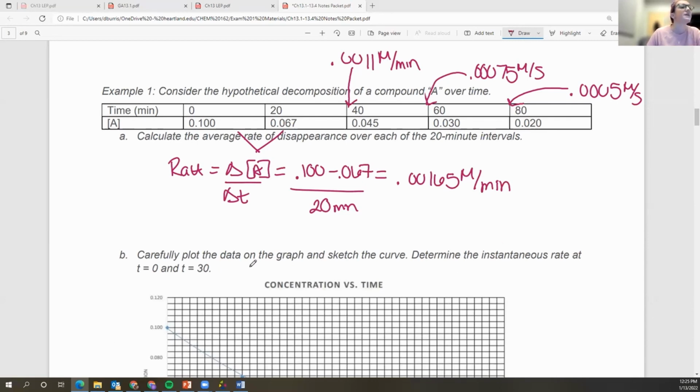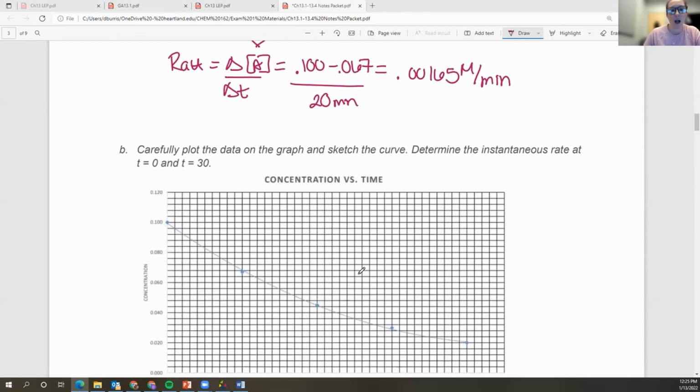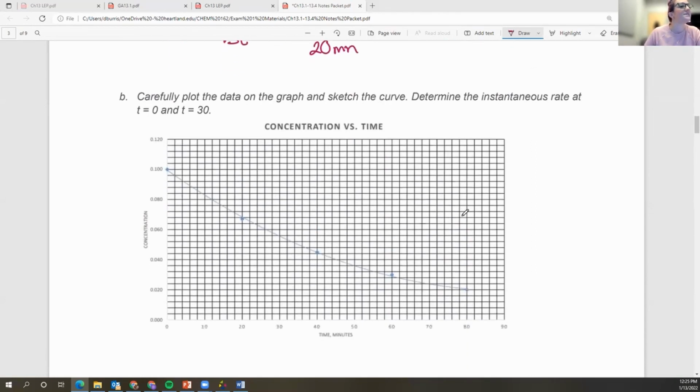Okay, so B says, carefully plot the data on the graph and sketch the curve. Well, I already did that for you. I don't like sketching graphs by hand. I feel like I'm very, I don't know, estimation. So I like to do it online. I almost always use Excel. So I graphed it for you. It says determine the instantaneous rate at t equals 0 and t equals 30.